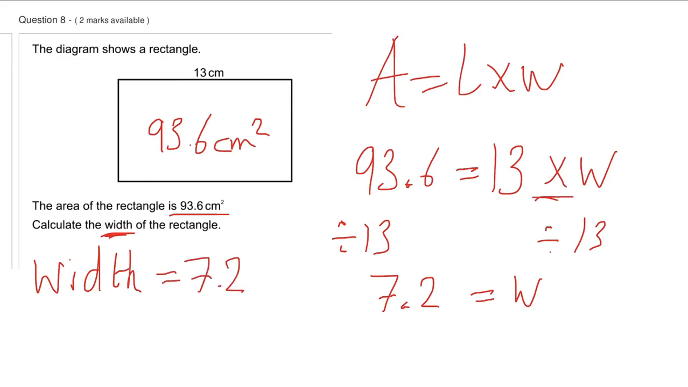To check that this is your correct answer, you can just work backwards using the answer that you have for width and length. So that'll be 13 times 7.2 to find the area, and on your calculator, the answer you should have is 93.6, and that is the area that you are given. So that is the correct answer.